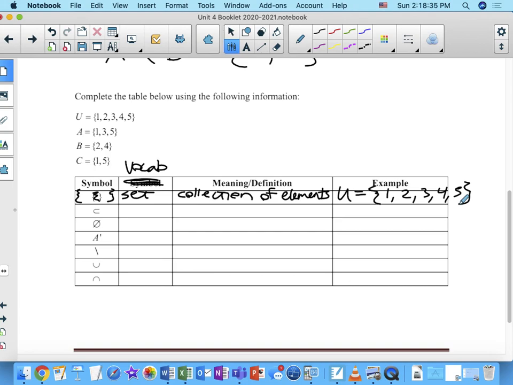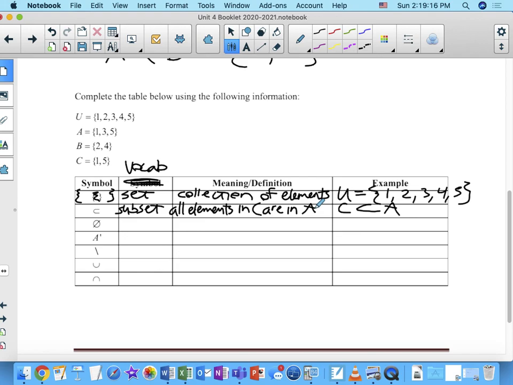Okay, this symbol over here is the notation for a subset. Okay, and it's when all elements in one set are in another set. Okay, so if, for example, we're talking about the fact here, let's say C is a subset of A because 1 and 5 are in A. So I'll say that C is a subset of A, right? So what does that mean? All elements in C are in A.